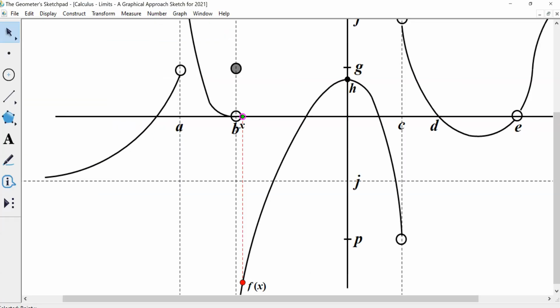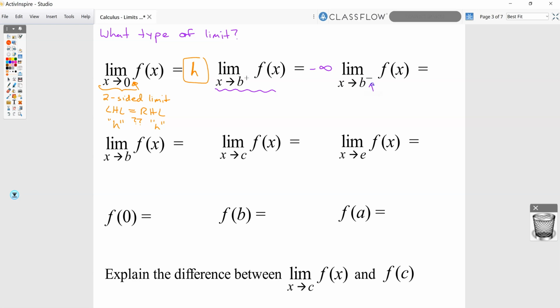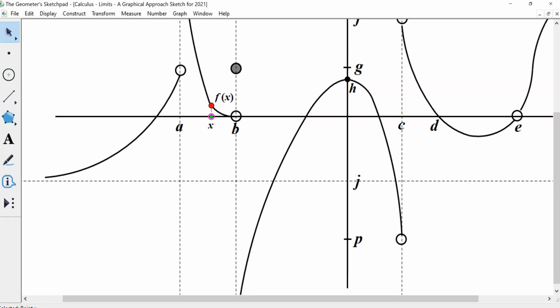All right, if we do the second question on this other side, notice it's a left-hand limit. So this was our right-hand limit. Now if we do the left-hand limit, that means we approach B, so let me slide away from B. I have to be on the left-hand side, and as I slowly move the X value closer, what's happening to the Y value? The Y value is getting really, really close to the X-axis.